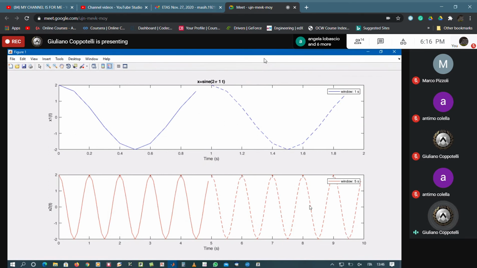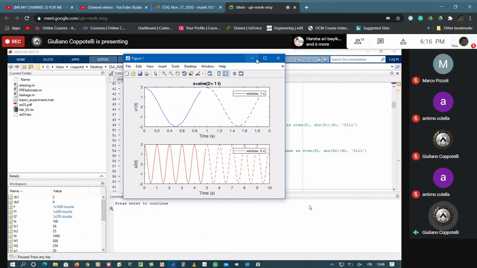But as you can see, when you look at this picture from the Fourier transform point of view, there is no discontinuity when you are periodizing your signal, when you are performing the Fourier transform. So your sinusoidal waves are still there. There are no discontinuities at all.